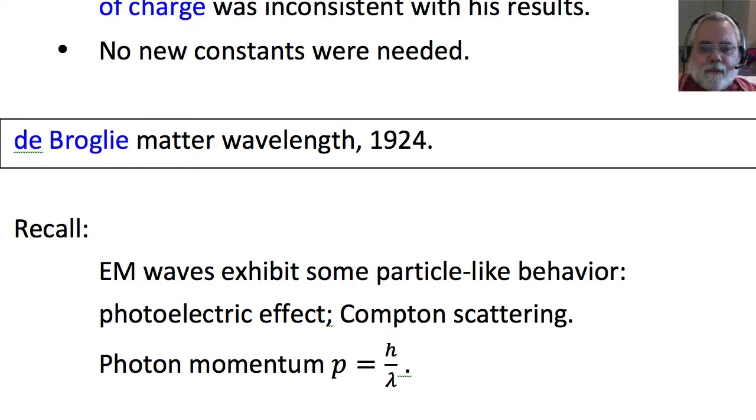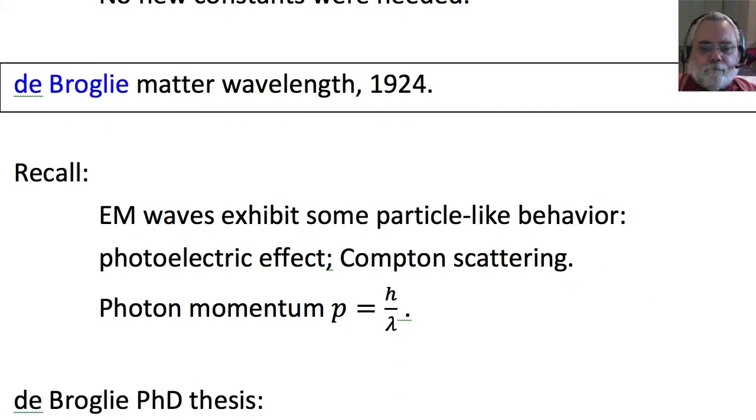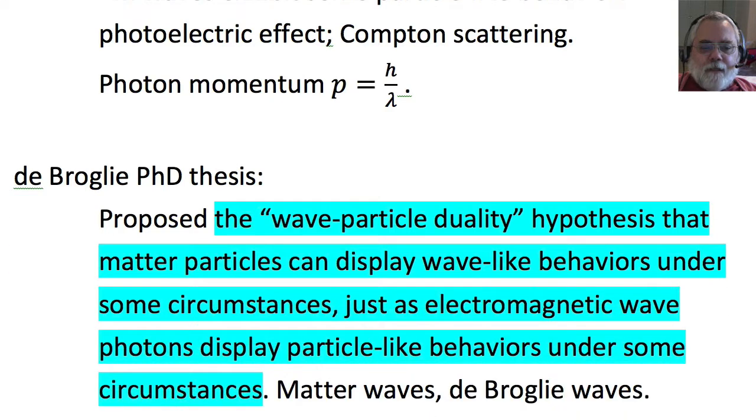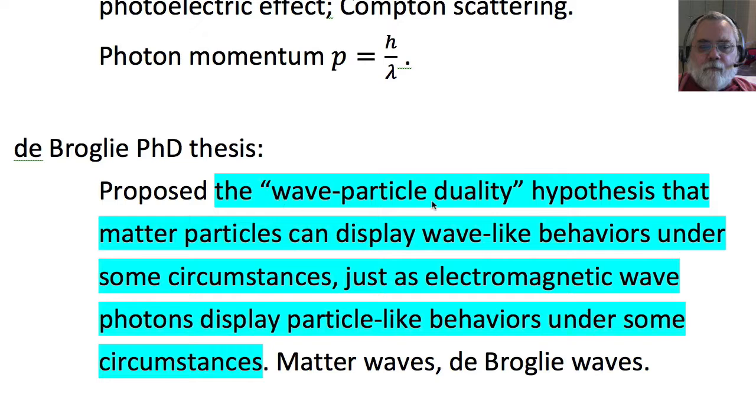Recall that electromagnetic waves exhibit some particle-like behavior. We saw that in the photoelectric effect, and we just saw that in Compton scattering. Recall that the photon has a momentum p equals h over its wavelength lambda. De Broglie's PhD thesis proposed the wave-particle duality hypothesis that matter particles can display wave-like behaviors under certain circumstances, just as electromagnetic wave photons display particle-like behaviors under some circumstances. And he called these waves of matter particles matter waves. They're also called de Broglie waves.